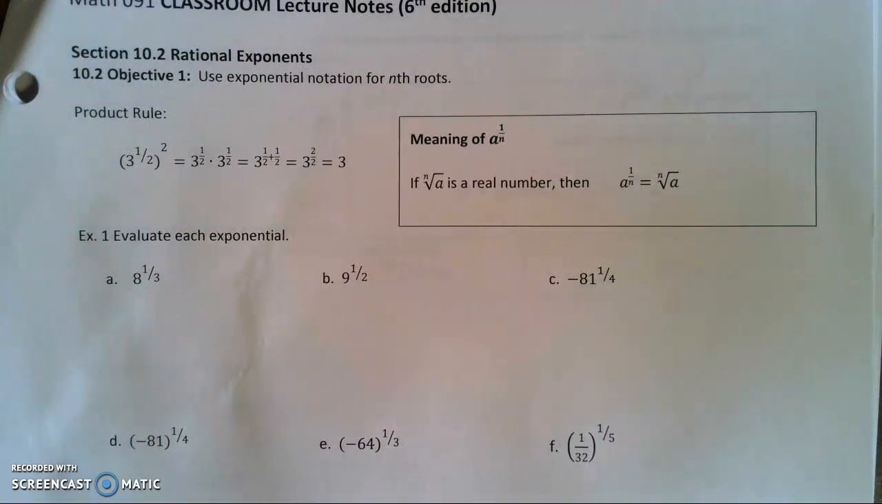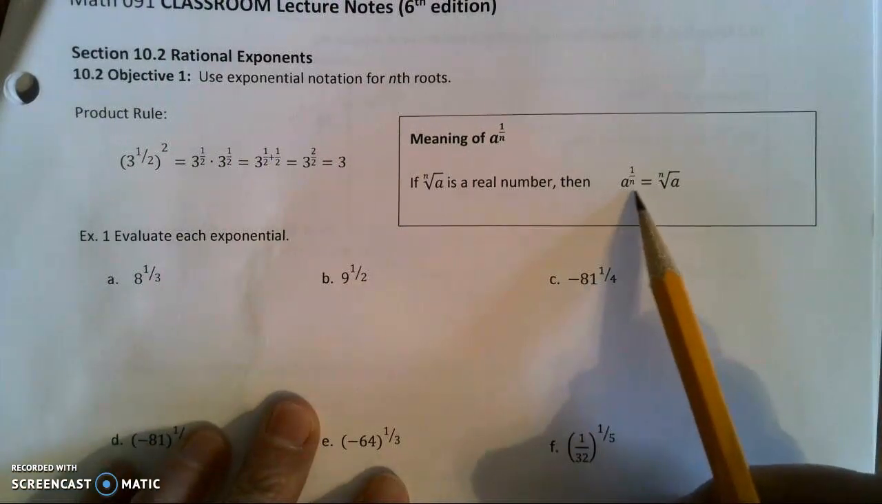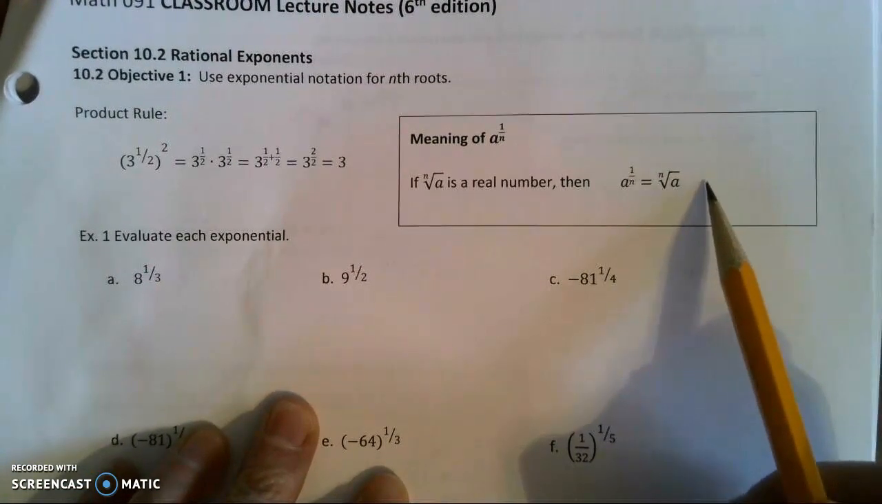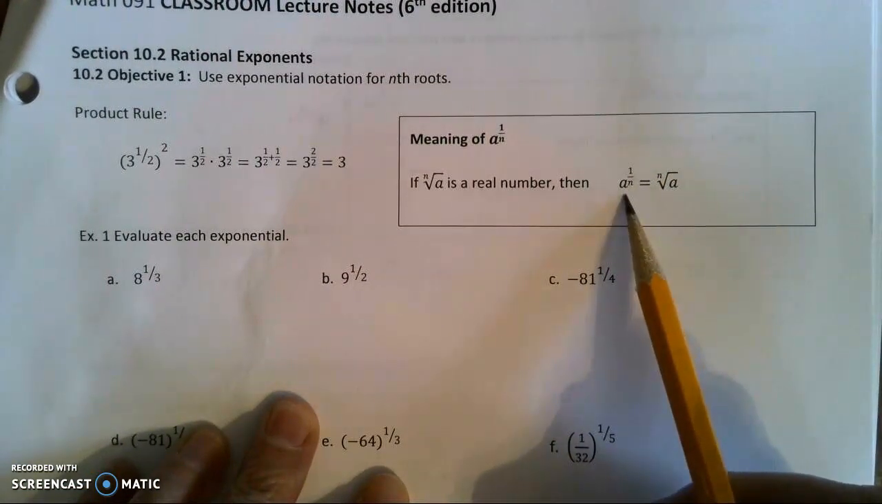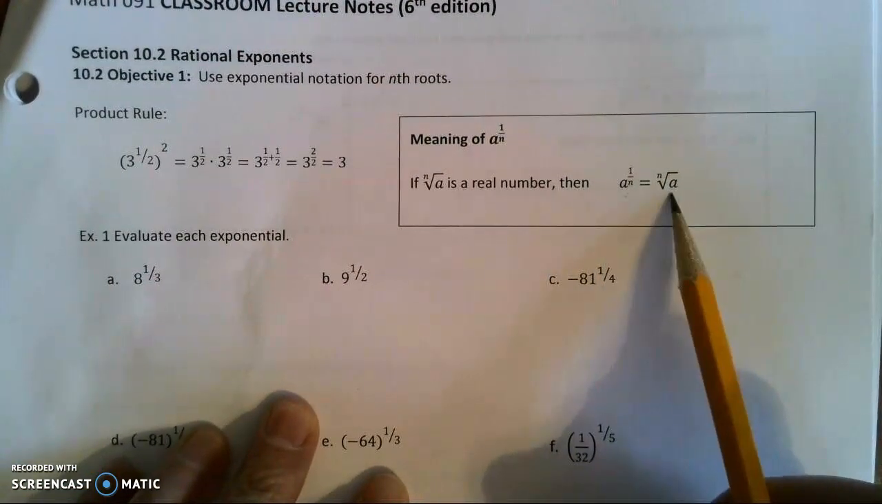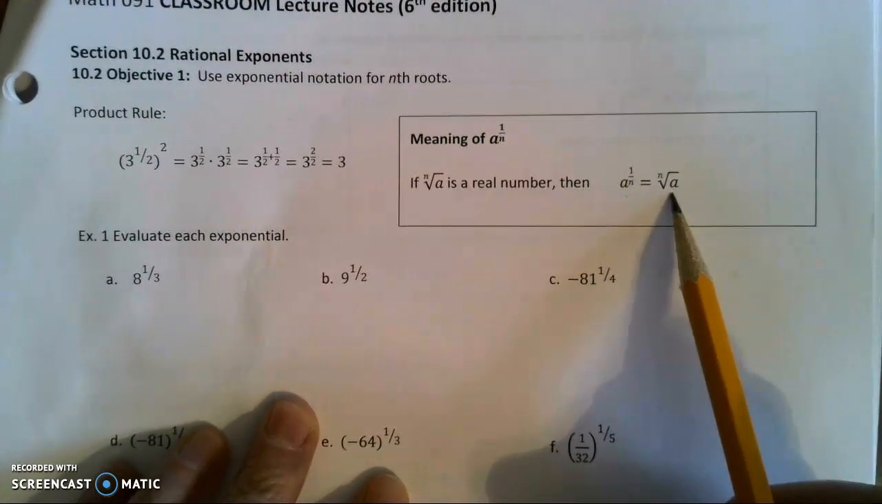Hello, I'm doing section 10.2, objective 1. What we're going to do is convert from exponential notation into radical form. So this is exponential form, and this is what we call radical form. We're going to go from this notation into the notation on the right-hand side.